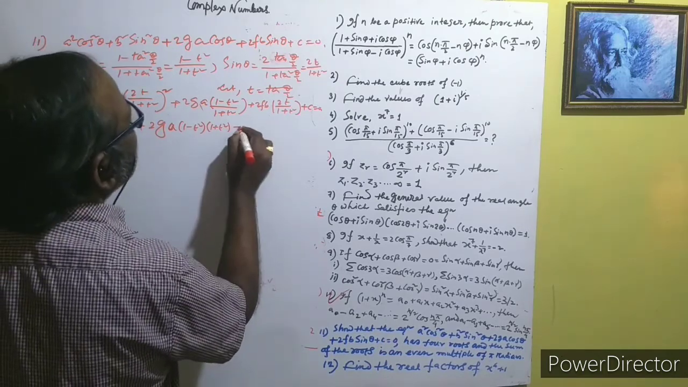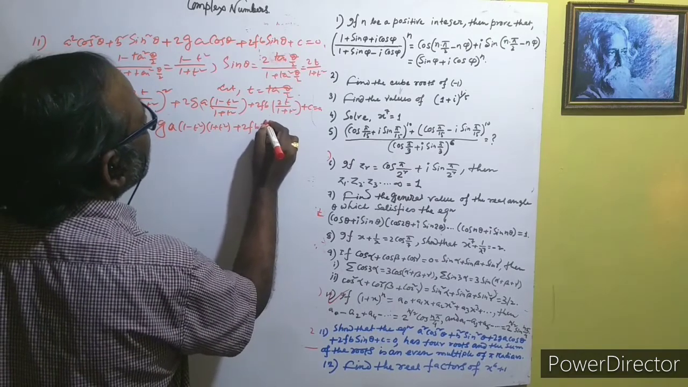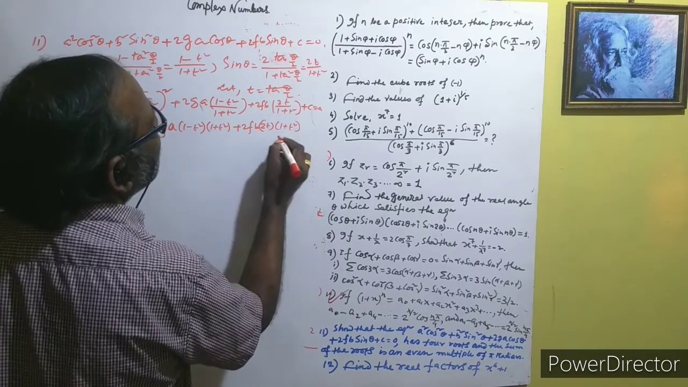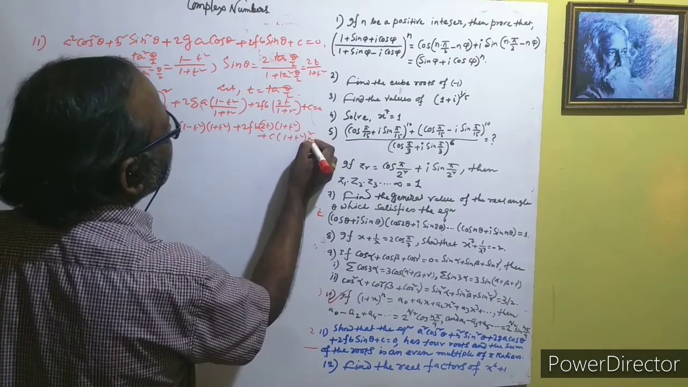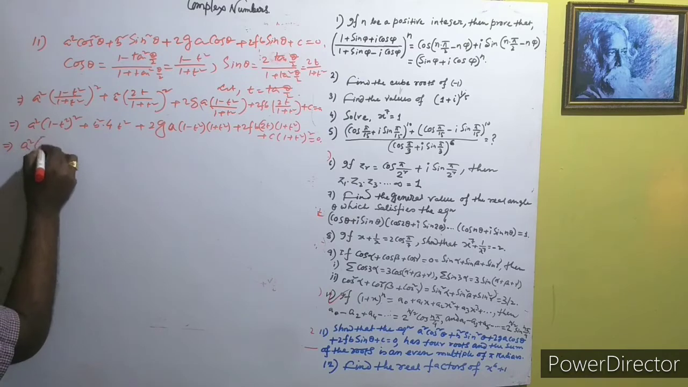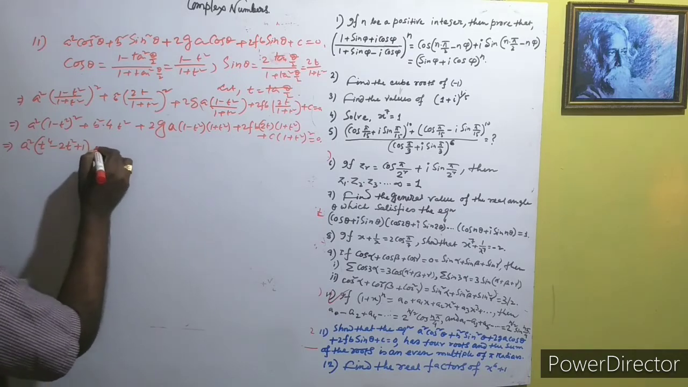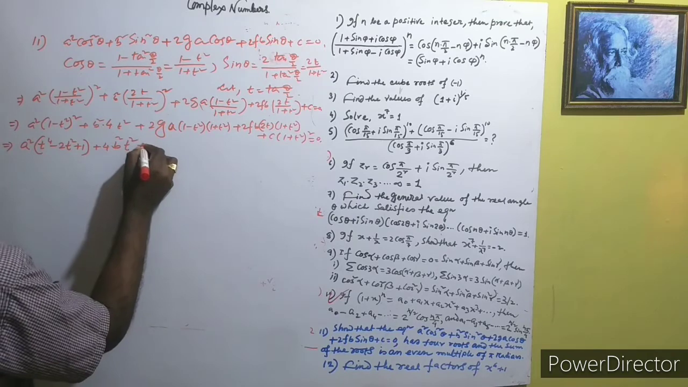And now see, 2ab, 2t into 1 plus t square, okay, c into 1 plus t square whole square equal to 0. Okay, now expand this. So a square, and this is here 1 and t to the power 4 minus 2t square plus 1. Again 4b square and t square.